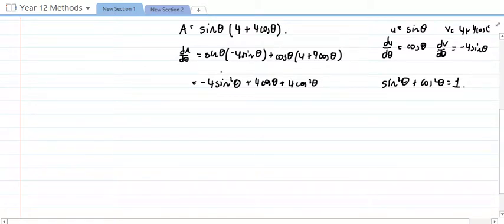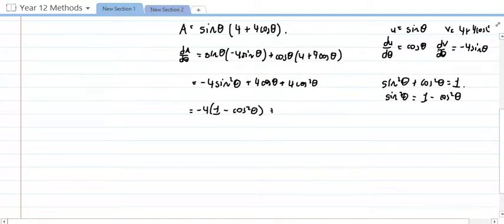so that I don't have to have any sines in the equation anymore. So I'm just going to take away cos squared theta on both sides. Sine squared theta equals 1 minus cos squared theta. So I'm going to sub that in over here. Okay, that's going to give me minus 4 out the front of 1 minus cos squared theta.